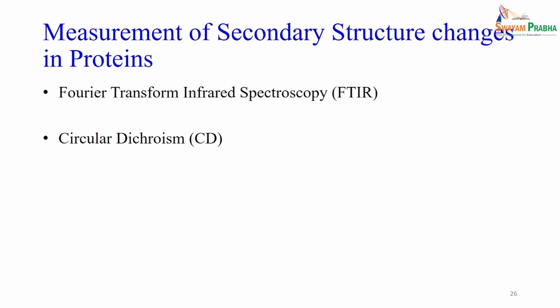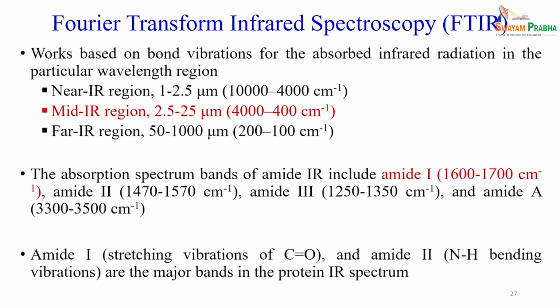Now, we will discuss how to analyze the secondary structure of the protein. Here we will discuss two methods, one is Fourier transform infrared spectroscopy, FTIR, and the other is circular dichroism, CD. In case of FTIR, as the name suggests, we are passing the IR light, and the IR signal is Fourier transformed to get the absorbance signal. So, this is the basic principle of the FTIR.